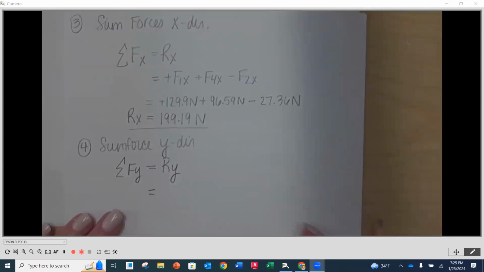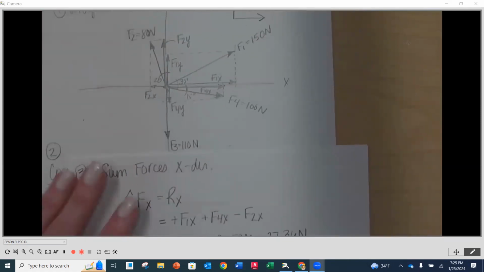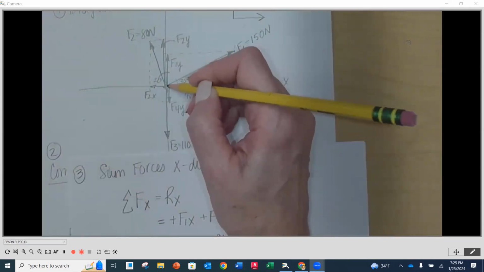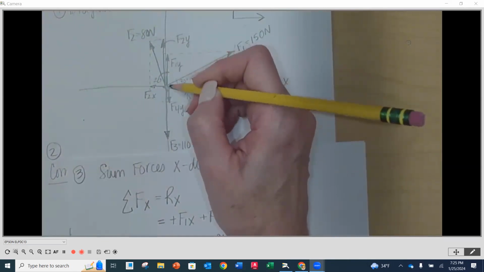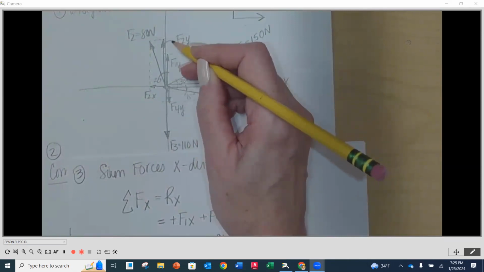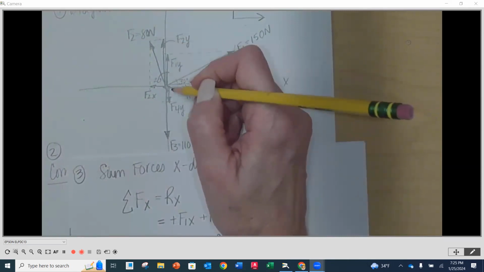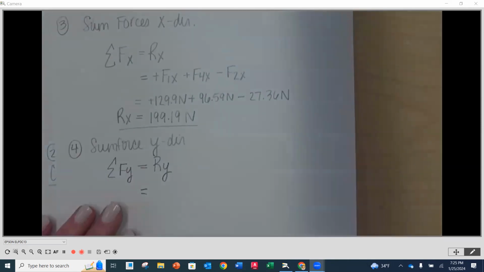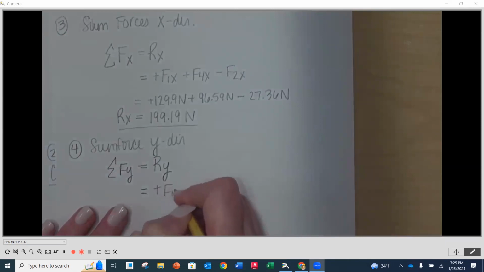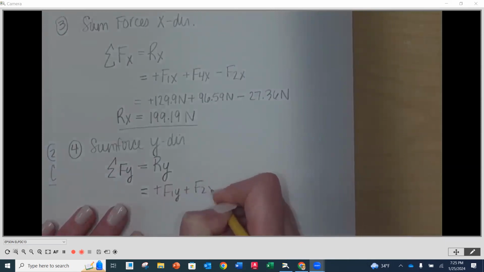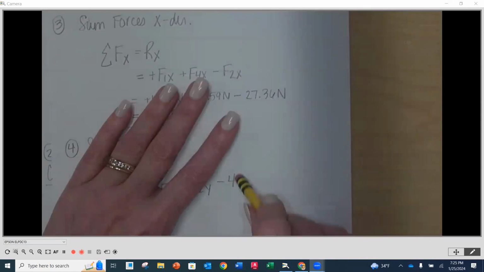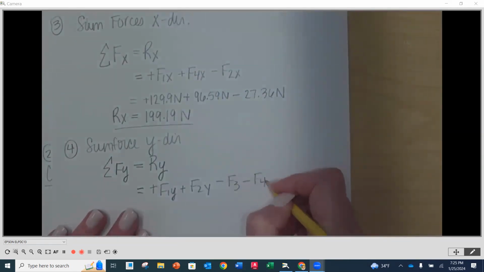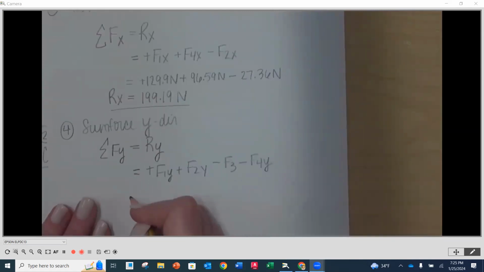So now we're going to make our list. We're going to go back up to our diagram and look vertically only. So you're going to notice we're going to have a positive F1Y, a positive F2Y, a negative F4Y, and a negative F3. So let's write that out. A positive F1Y, positive F2Y, a negative F3, and a negative F4Y. And then now we'll put the values for each.